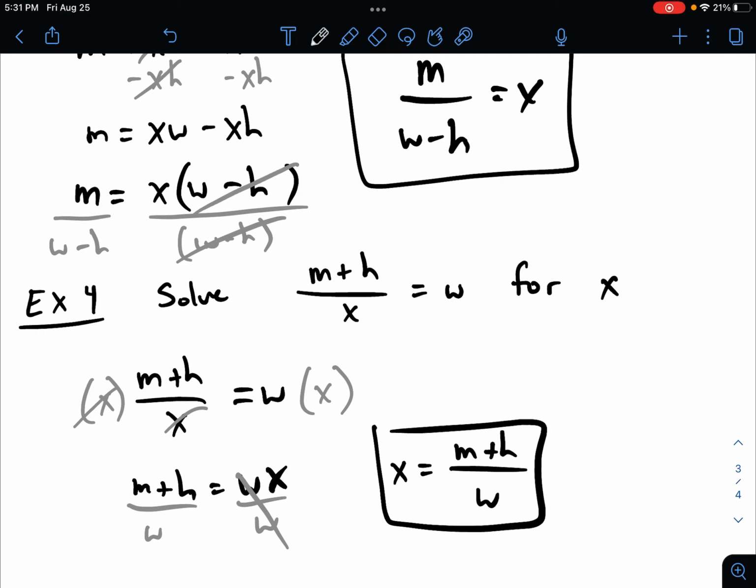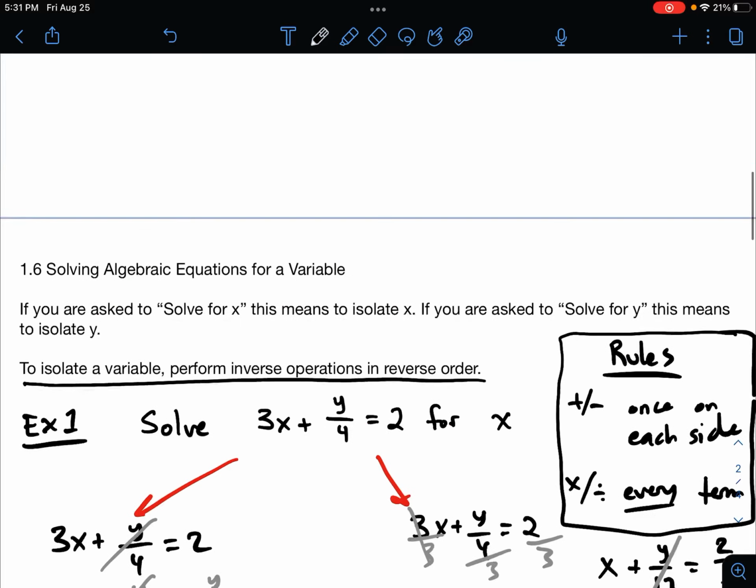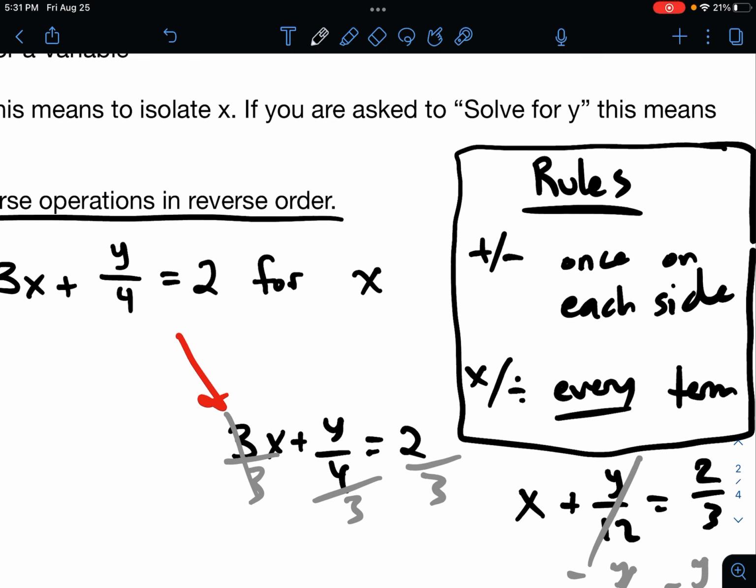There you go. So again, the key thing with this is just your rules, right? If you're going to add or subtract, do it once on each side. Once on the left side of the equal sign, once on the right side of the equal sign. If you're going to multiply or divide, you have to multiply or divide by every single term to keep it balanced, right? And that's about it for 1.6.